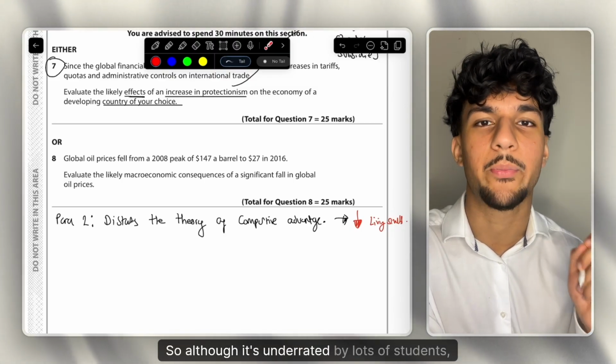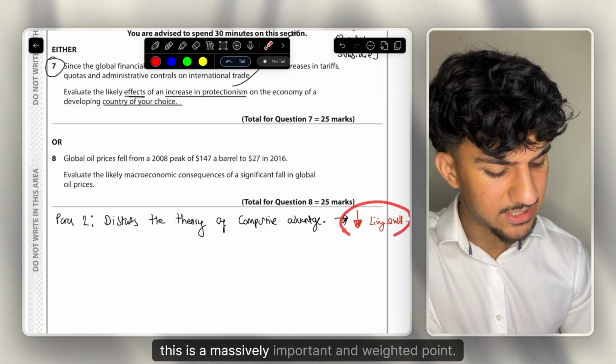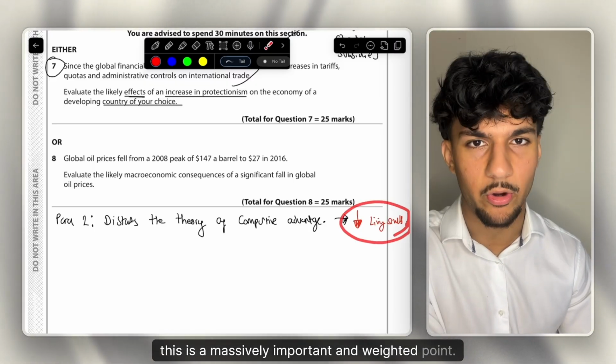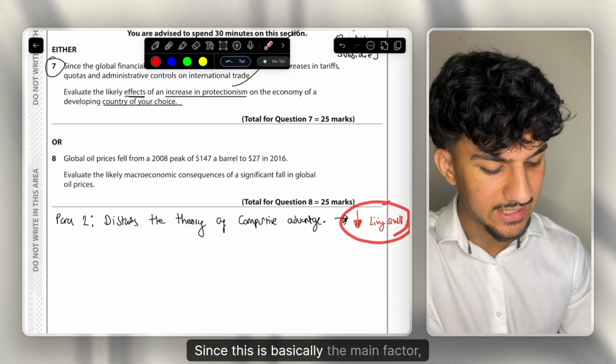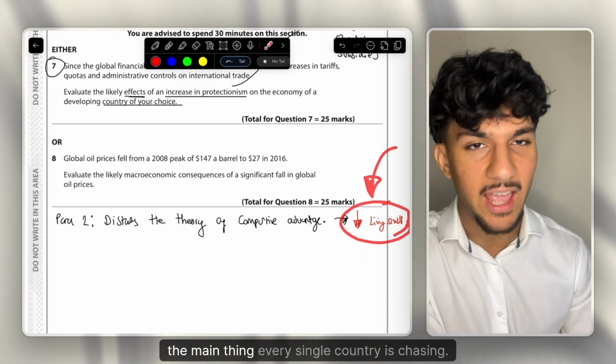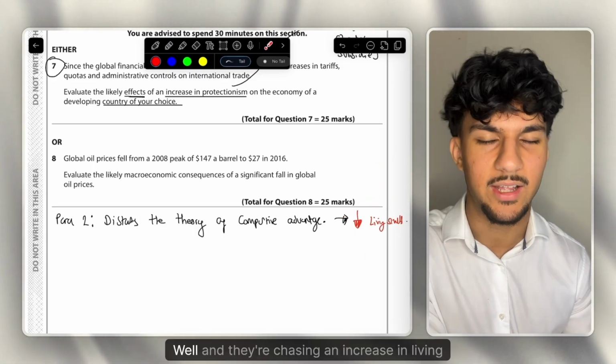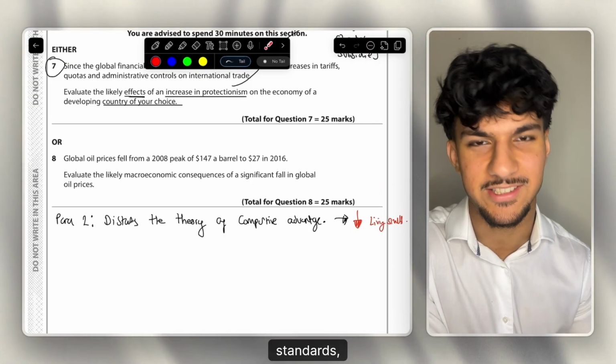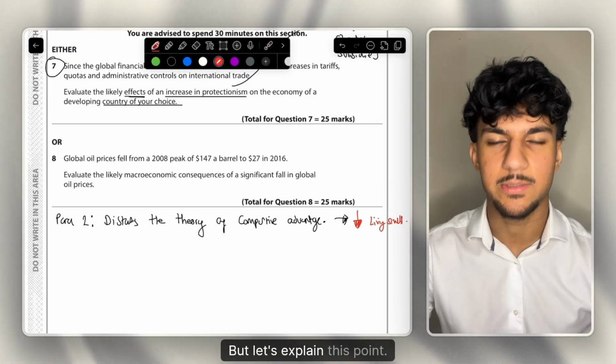So although it's underrated by lots of students, this is a massively important and weighted point, since this is basically the main thing every single country is chasing. Well, they're chasing an increase in living standards, not a decrease in living standards. But let's explain this point.